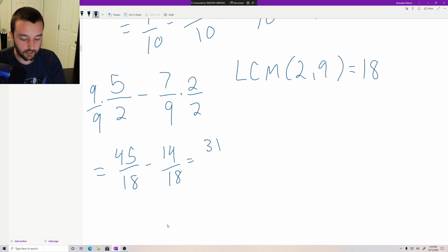So now we can do the subtraction, and overall, we'll get 31/18. Okay. So 5 halves minus 7 ninths is 31 eighteenths.